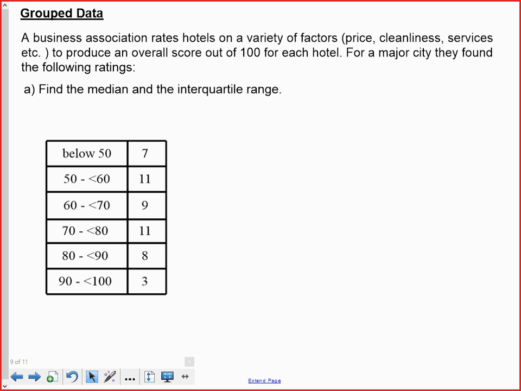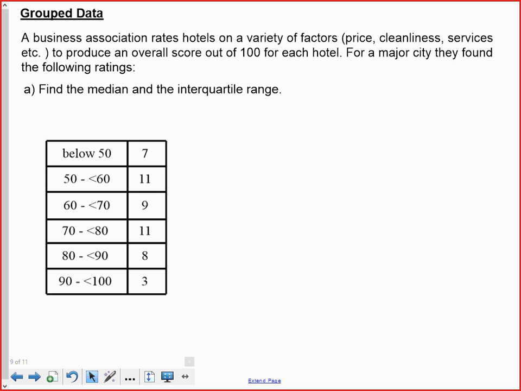A business association rates hotels on a variety of factors, price, cleanliness, services, et cetera, to produce an overall score out of 100 for each hotel. For a major city, they found the following ratings. They found 7 hotels below 50, and then from 50 to 60, 11, 60 to 70, 9 hotels, and so on and so on. Let's say we want to find the median and the interquartile range.